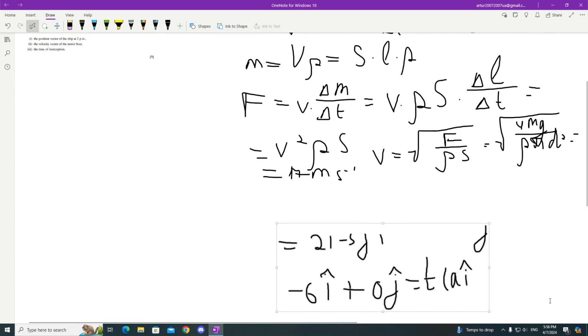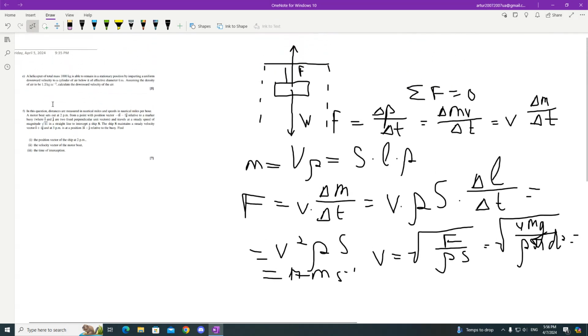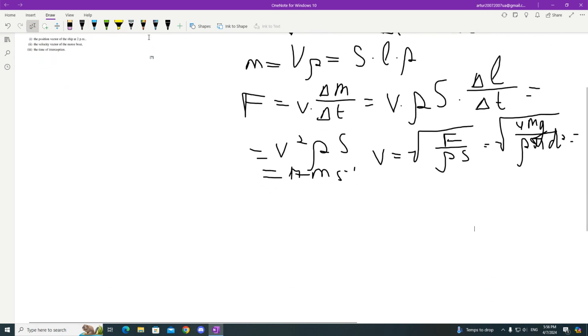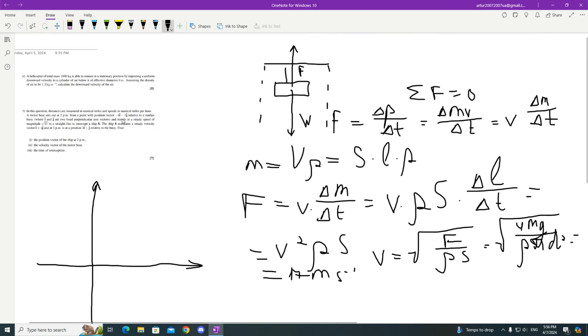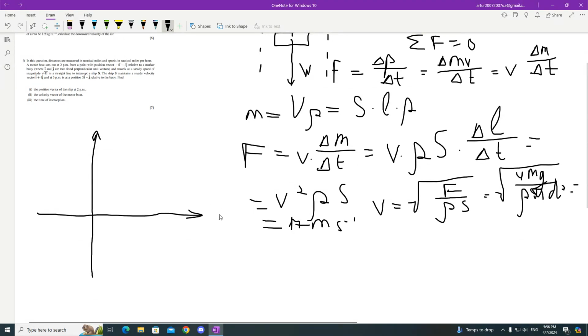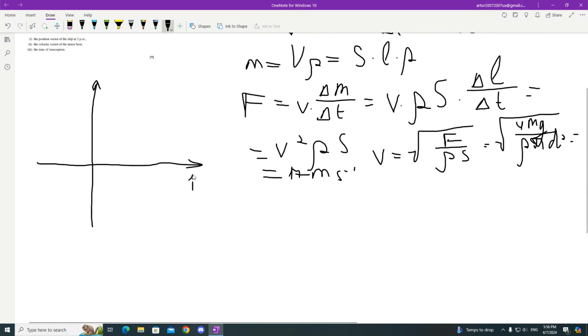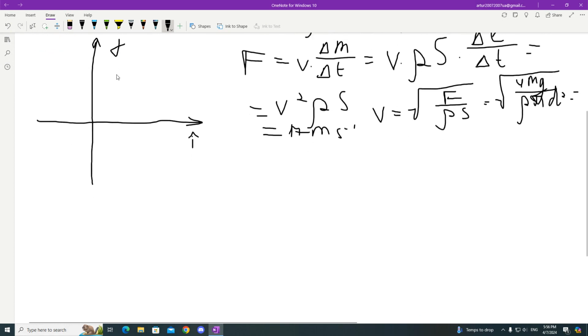So let's go to the next problem. Next problem is problem F. It's a vector problem, so we have to draw axes first. We have a vertical axis and a horizontal axis, and here two unit vectors, i and j. So let's draw i here and j here.